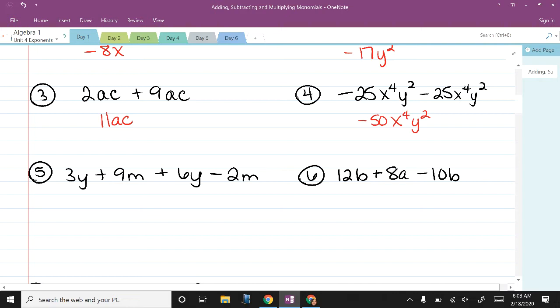So do we have some like terms we can simplify with on number 5? Yeah, I got y's and m's, right? Right. So it doesn't matter technically if you do your y's or m's first. So I'm just going to do my y's because I had a y first. What's 3y plus 6y? 9y. And in my m's, I have a positive 9m minus 2m. What is positive 9m plus minus 2m? Positive or negative? So you need to put a plus 7m.